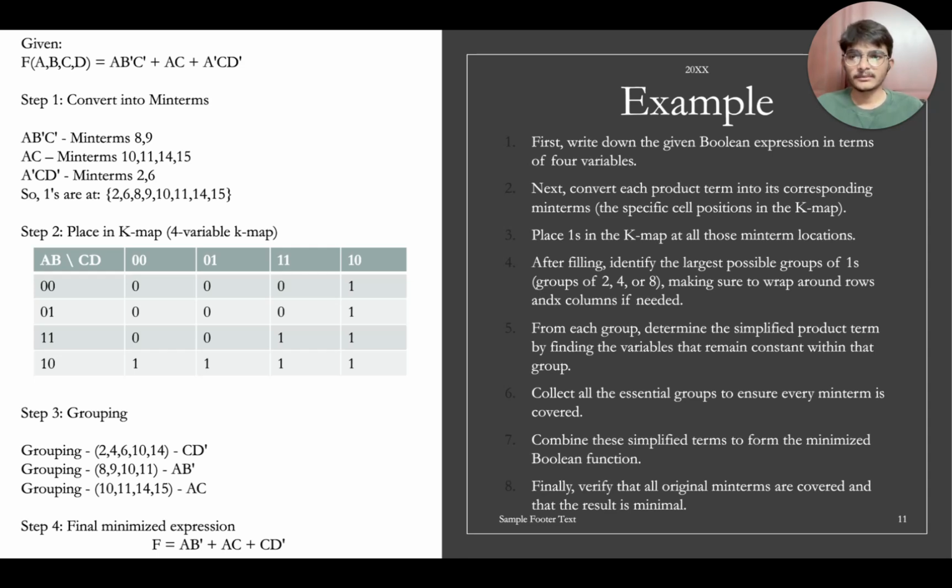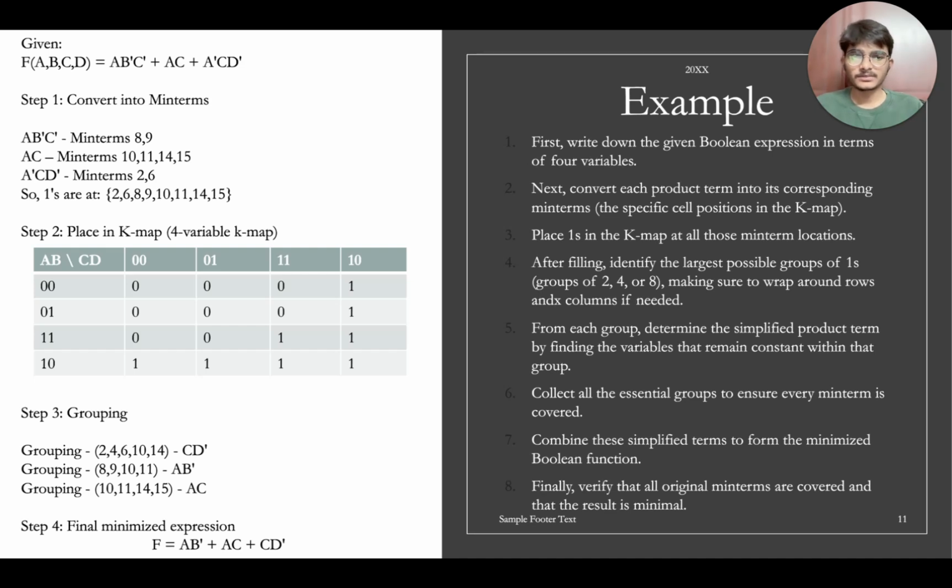As you can see, A B complement C complement has minterms 8, 9, and so on. Since these are sum of products, we will use ones in the table by using the minterms. We will fill the table with the minterms at their respective positions. As you can see in the table, we filled these, and after that, identify the largest possible groups of ones. It may be 2, 4, or 8, but take as big as possible. Make sure to wrap them regardless of the overlapping.